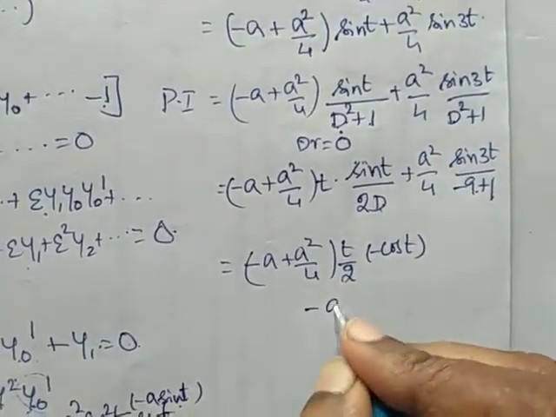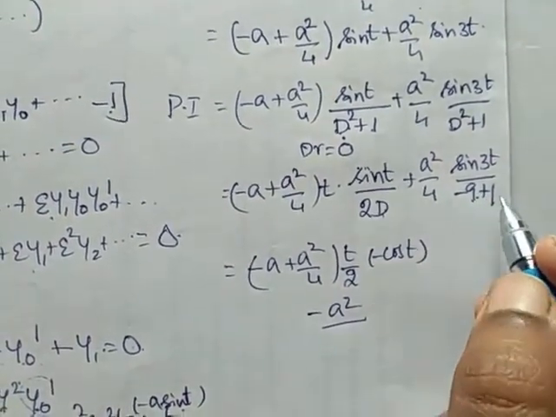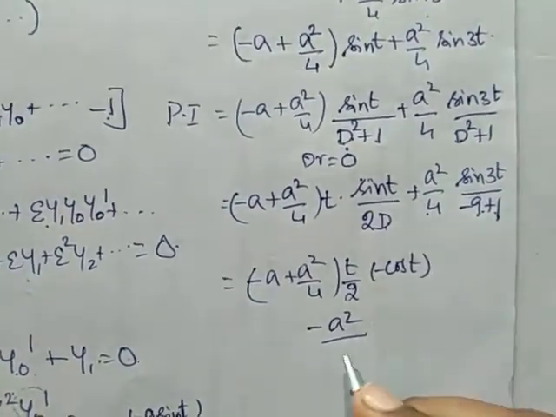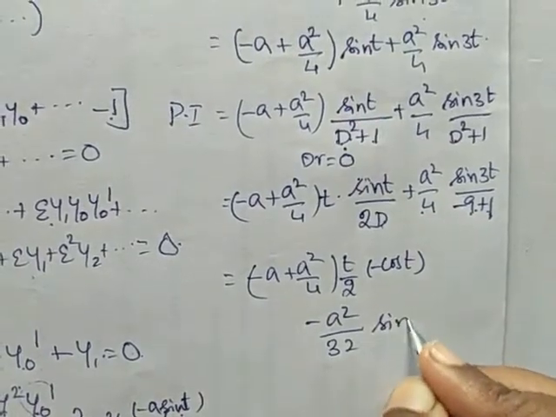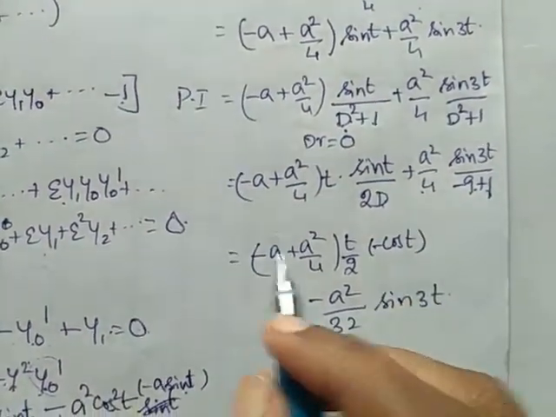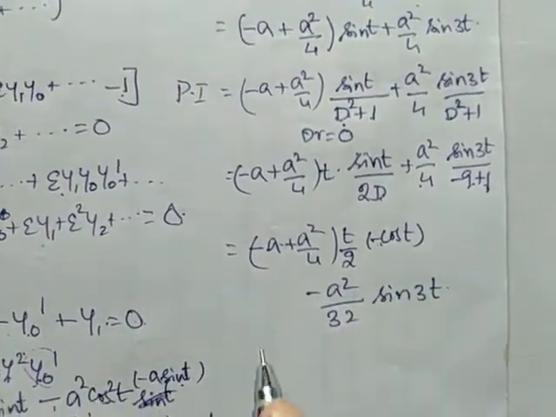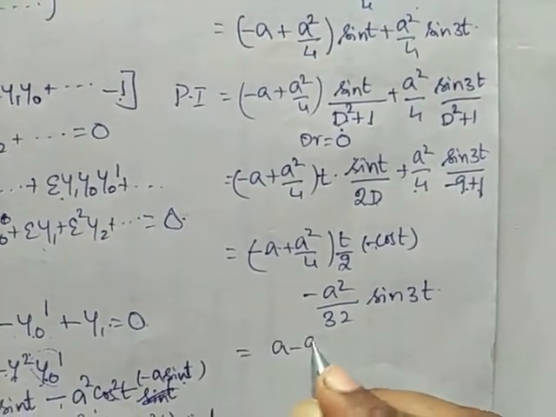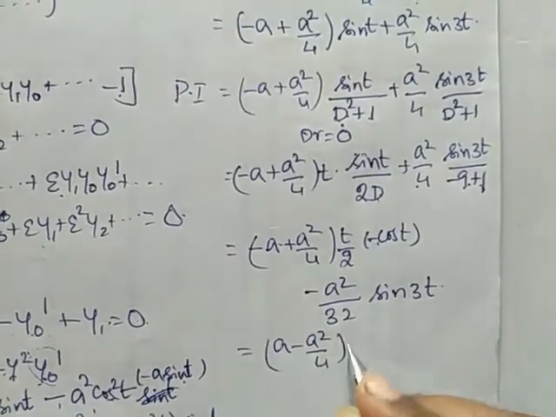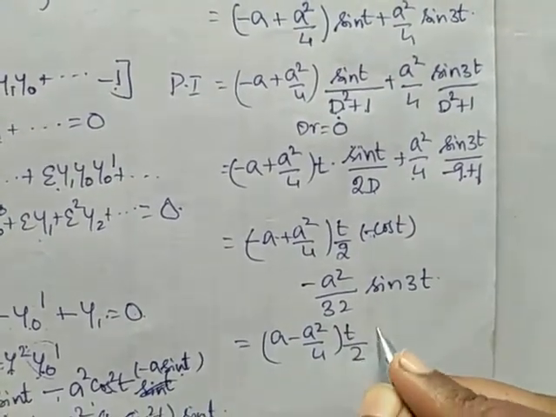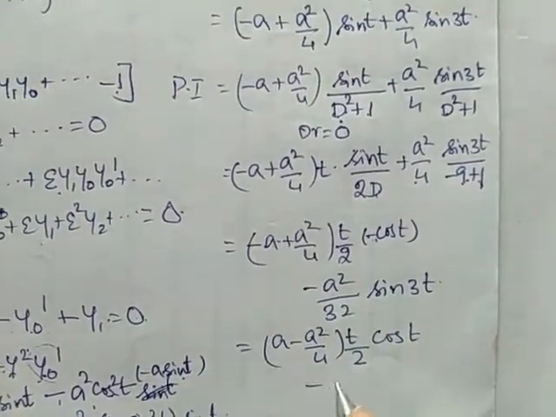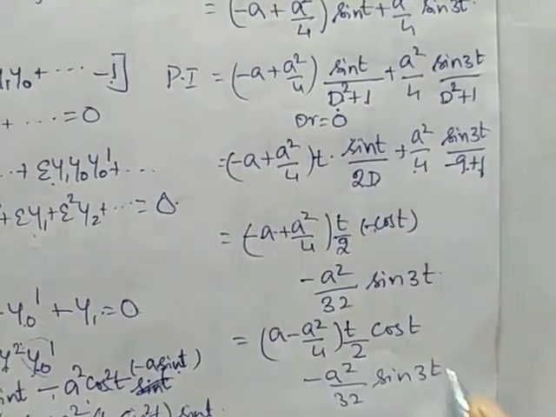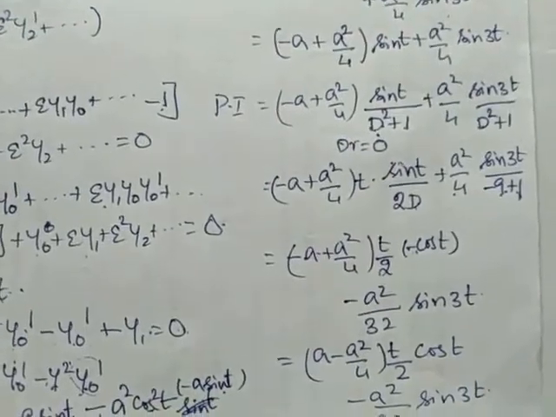Here minus a squared by minus 9 plus 1 is minus 8. Minus 8 into minus 4 is minus 1 by 32. I will multiply the minus inside. I will get minus a squared by 4 t by 2 cos t minus a squared by 32 sin 3t. So we got the value of the particular integral.